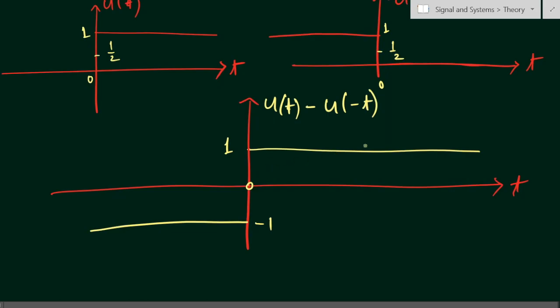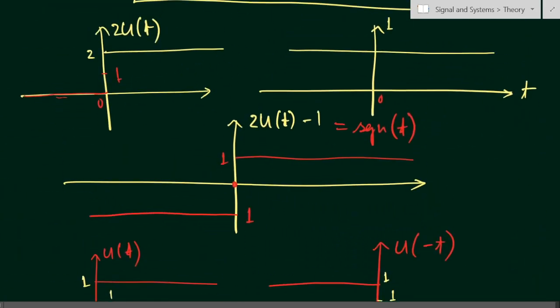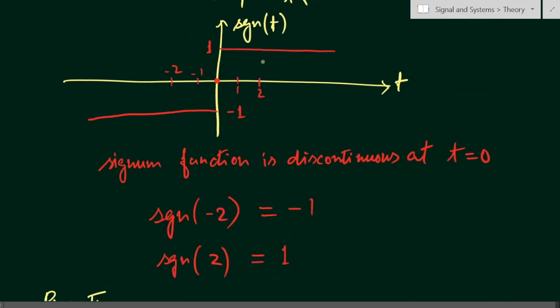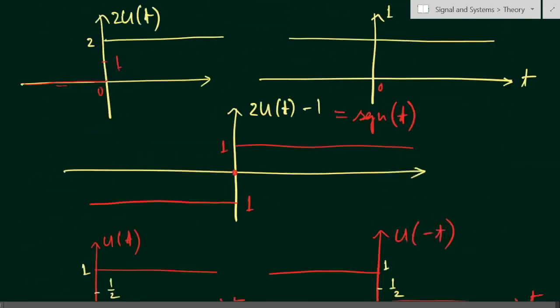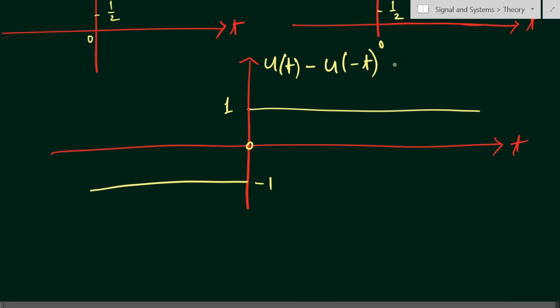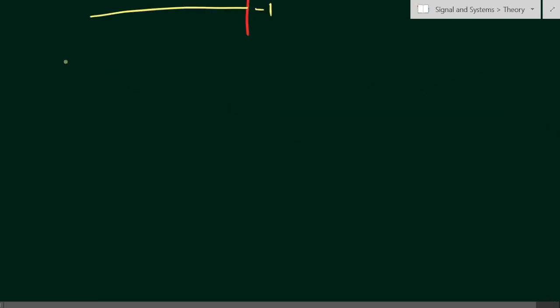Okay, so this graph is nothing but the graph of a signum function. You can see here, this is the signum function. So this graph is similar with this graph. So here we can write as Sgn of t. So this is the first property. Now let us go to our second property. So what we'll have here?